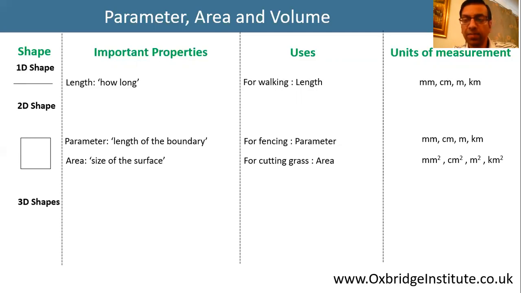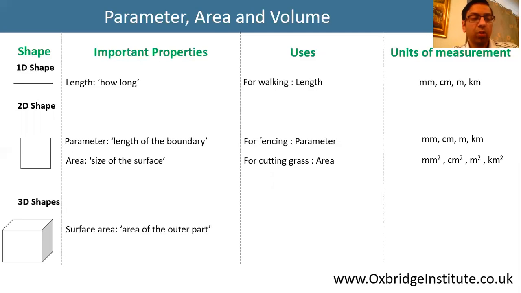Coming to 3D shapes, some important properties are surface area. So for example, if we had this cube and we wanted to paint the outer surface of the cube, we would need to understand surface area. The units are the same as that of area, that is millimeter square, centimeter square, meter square, or kilometer square.